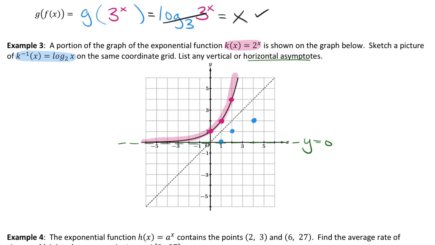Now, my question for you is, if all of these coordinate points, to get the blue ones, all we did was switch the x's and y's, what do you think we should do with this y?